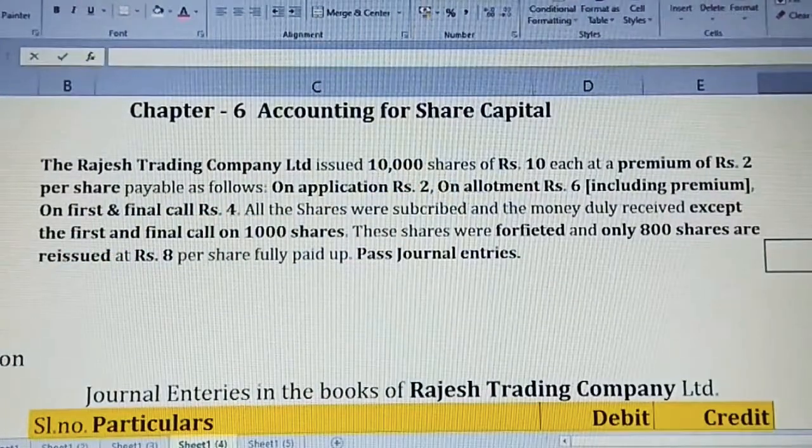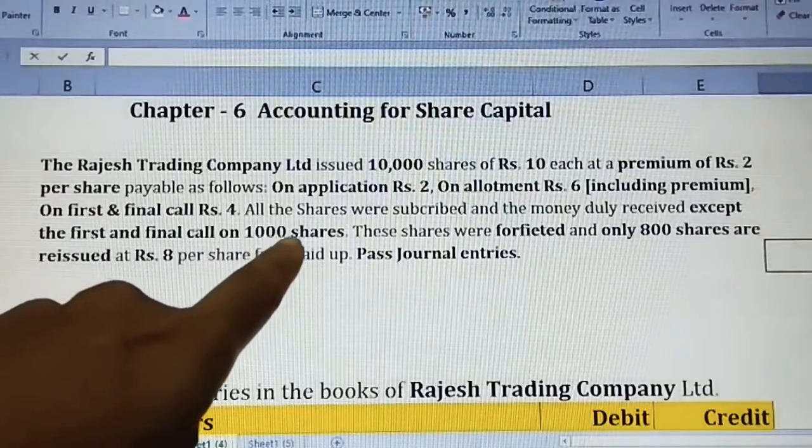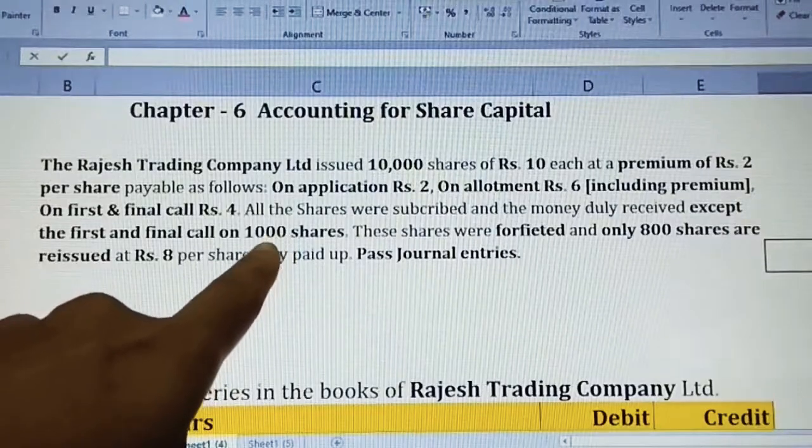On application, it has been issued at rupees 2. On allotment, 6 including premium. So allotment rate is 4, premium rate is 2. So you have to divide it. On first and final call, it is rupees 4. All the shares were subscribed and the money duly received except the first and final call on 1,000 shares, which is the same. Let us see what is the difference next.